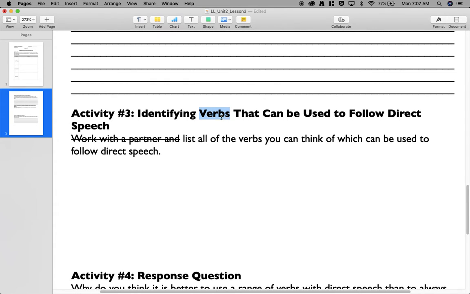So now that you know what you're looking for in activity 3, can you please press pause and then complete that now?